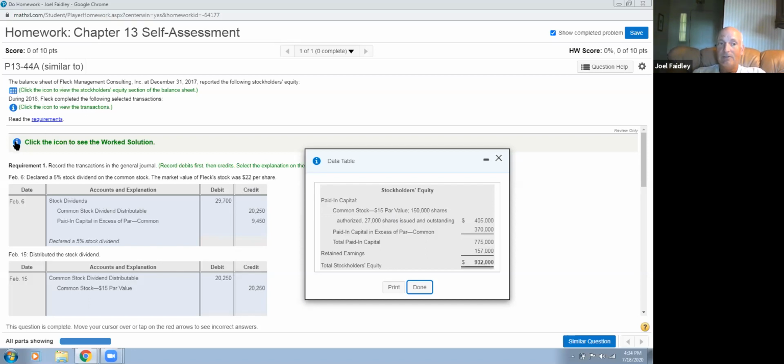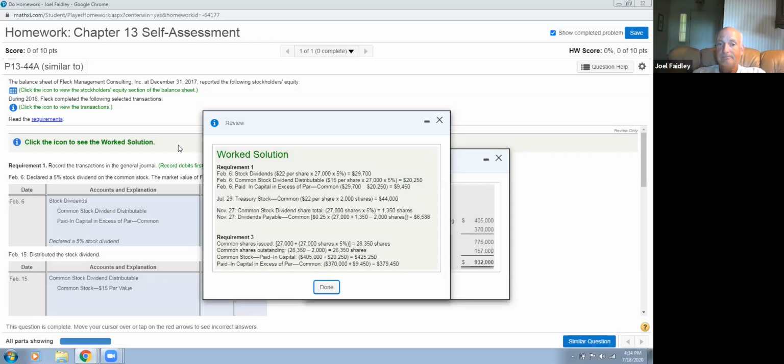Let me show you the solution up here. $22 times 27,000 times 5%, 29.7. There's the $15 per share at par times 27,000 shares times 5%, right? And then there's the paid in capital, requirement 1. All right, what else is going on here?